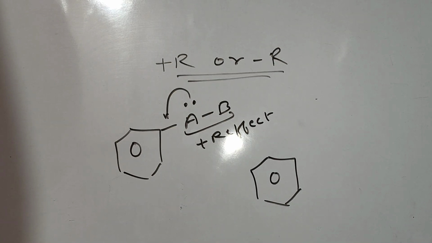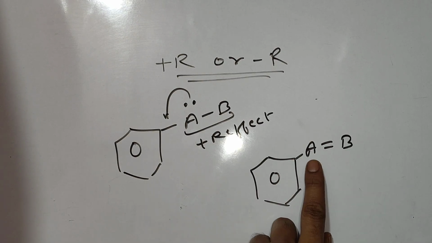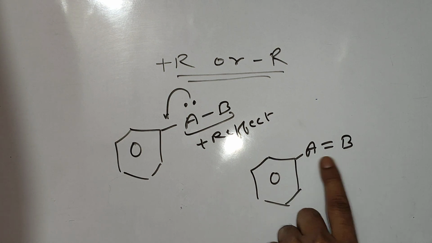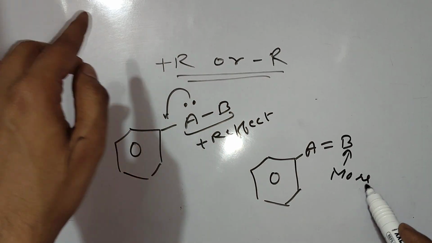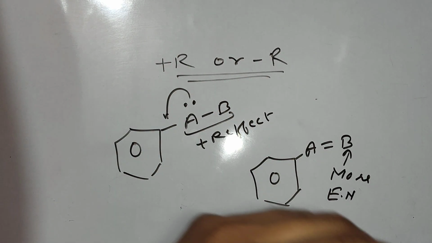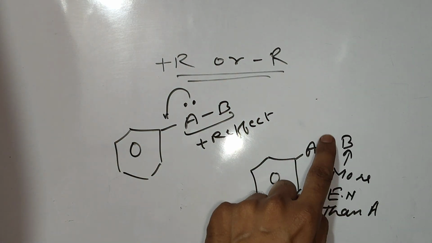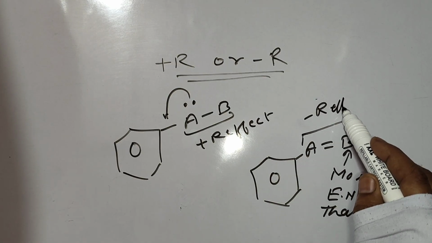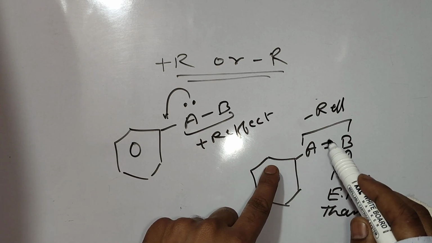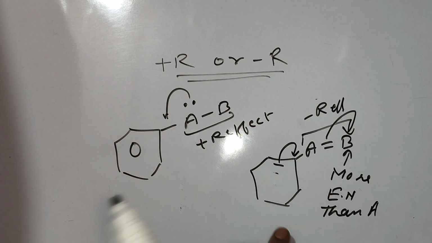Whereas on a benzene ring, if you are adding any substituent, A is directly attached to the benzene ring and A does not have any lone pair, but it is connected with B, which is more electronegative than A, and both are connected with the help of pi electrons. Such groups always show minus R effect because they will absorb electrons from the benzene ring like this. Resonance electrons will come and they will absorb them like this.